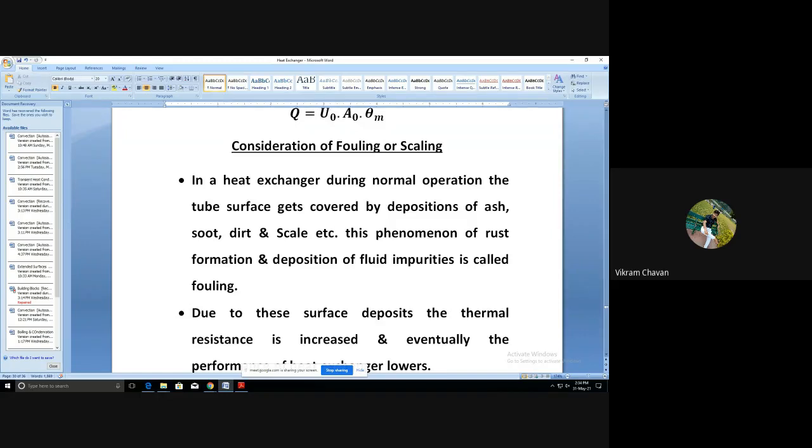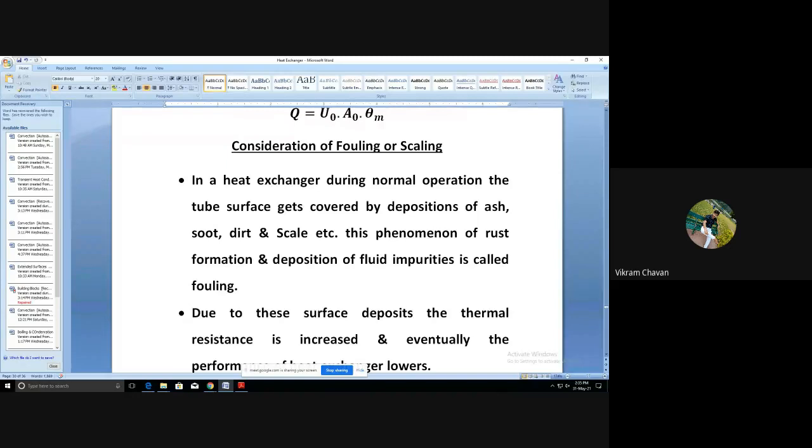We have discussed further the overall heat transfer coefficient. Whenever heat transfer occurs with different modes, that is convection and conduction, we have to consider the overall heat transfer coefficient. We already discussed previously in the conduction chapter the heat transfer across the wall, and that consideration we are using in this chapter for heat transfer across the heat exchanger wall.